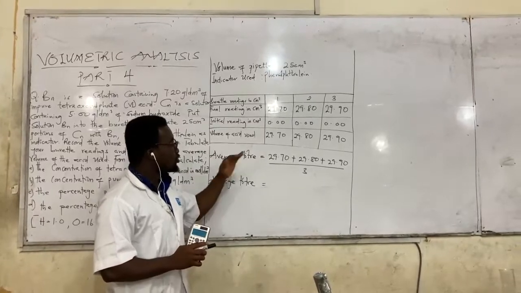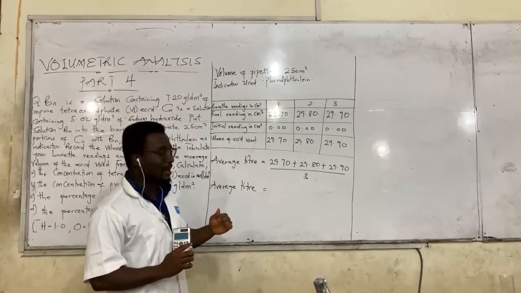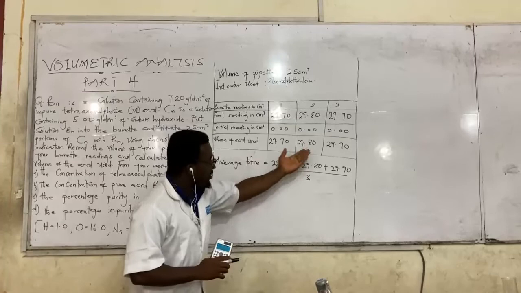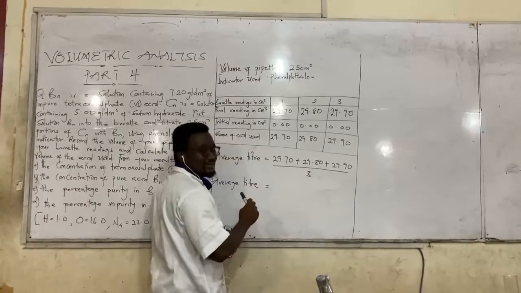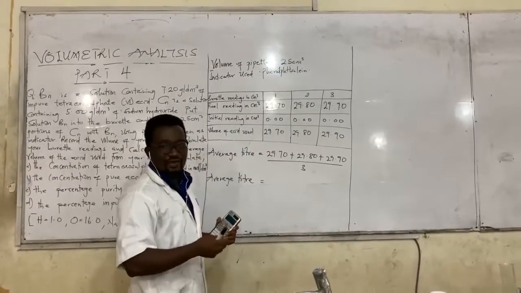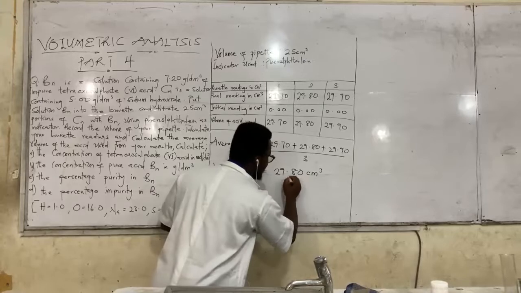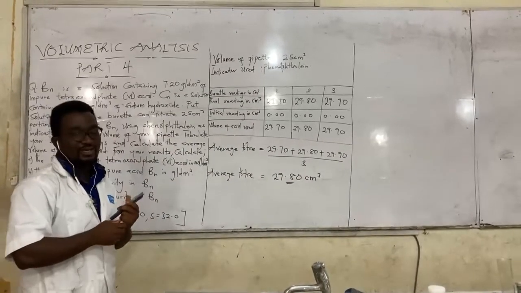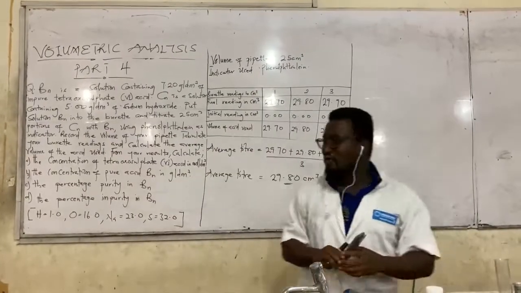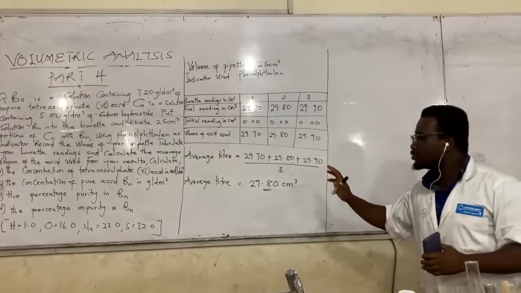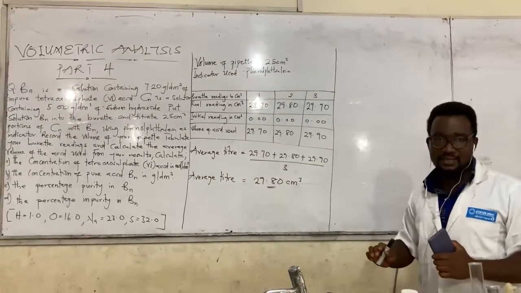For me, I will choose all the three and then find their average, because looking at the consistency level, it is just plus or minus 0.1. So I choose all the three. Now, all the three added, divided by 3, will give me the average, an average of 29.80 cm³, which is my average titer. Now I have been able to determine the volume of the acid that was able to neutralize the 25 cm³ portion of the BN, which was pipetted.